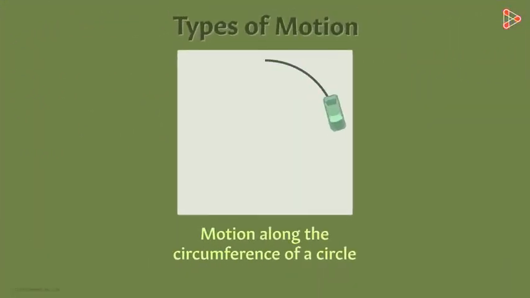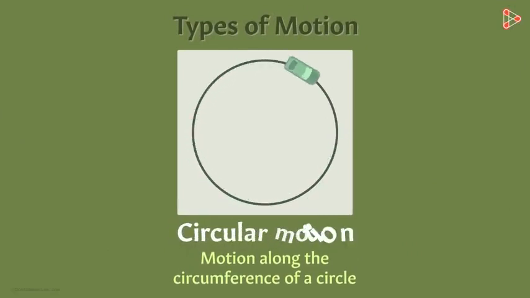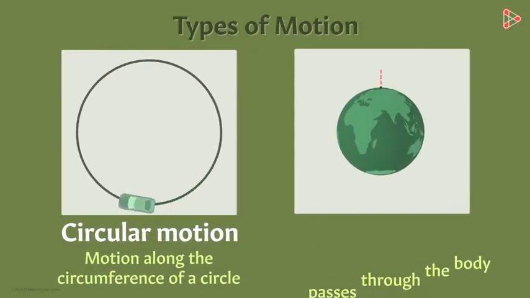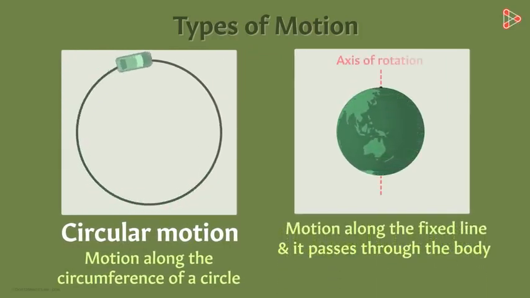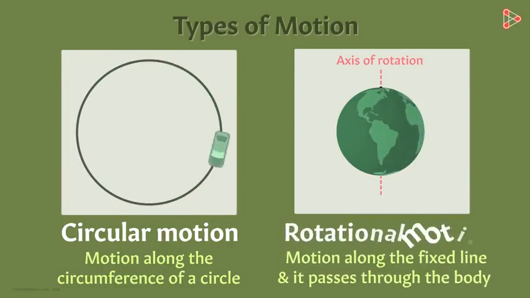If a body moves along the circumference of a circle, we say that it's performing circular motion. And if the body is spinning around the fixed line called the axis of rotation, and if that axis of rotation passes through the body, we say that it's undergoing rotational motion.